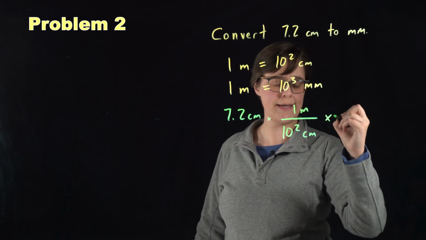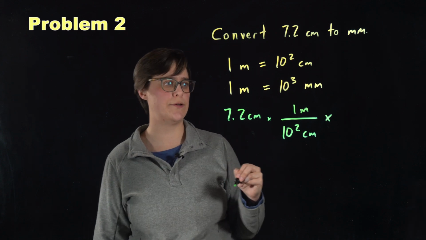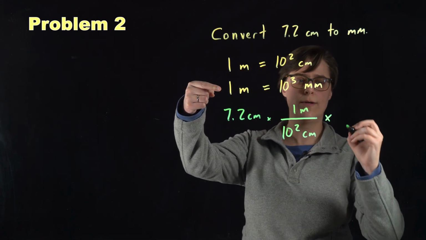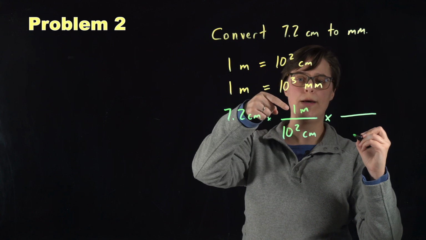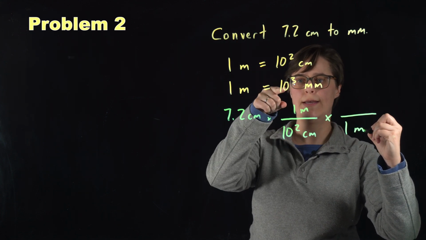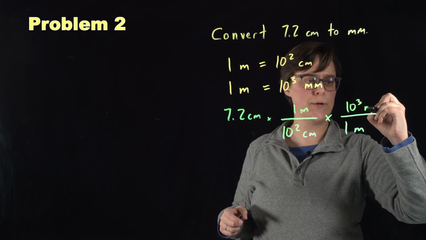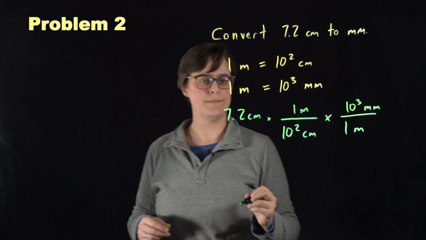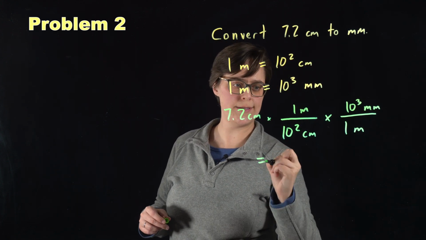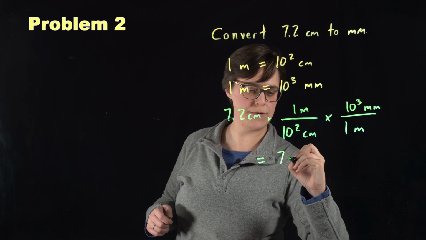But I need a second unit conversion to convert from meters into millimeters. That would be using this equality. This time I want meters to cancel out, so meters is going in the denominator, and 10 to the third millimeters is in the numerator. So this gives us an answer of 72 millimeters.